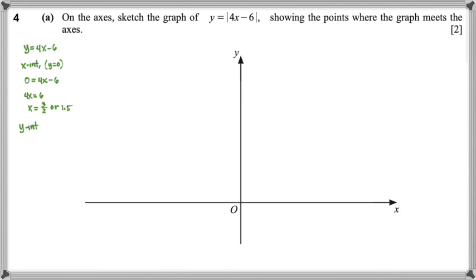Okay, now we get the y-intercept. For the y-intercept, we let x is equal to 0. So we get y is equal to the modulus of 4 times 0 minus 6, and we'll get the modulus of negative 6. Hence, we get equal to 6. Okay, so y is equal to 6. Now we have our set of points.